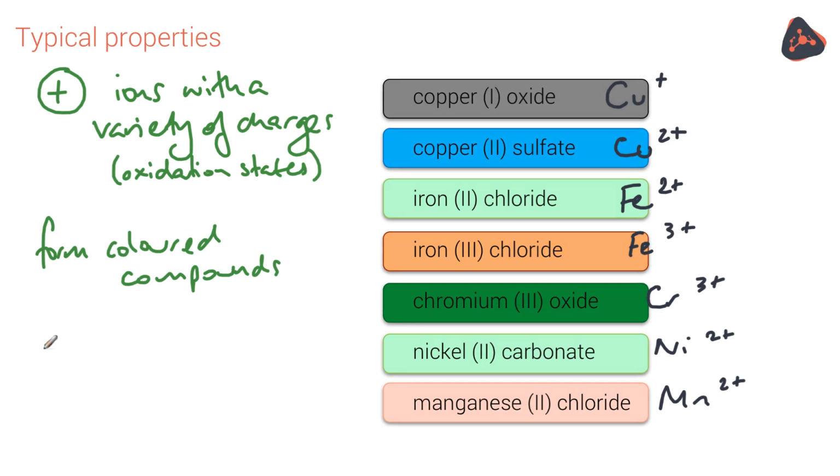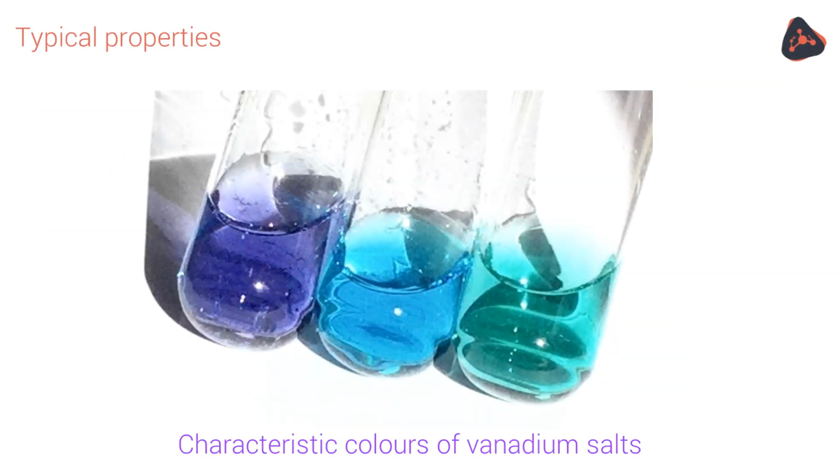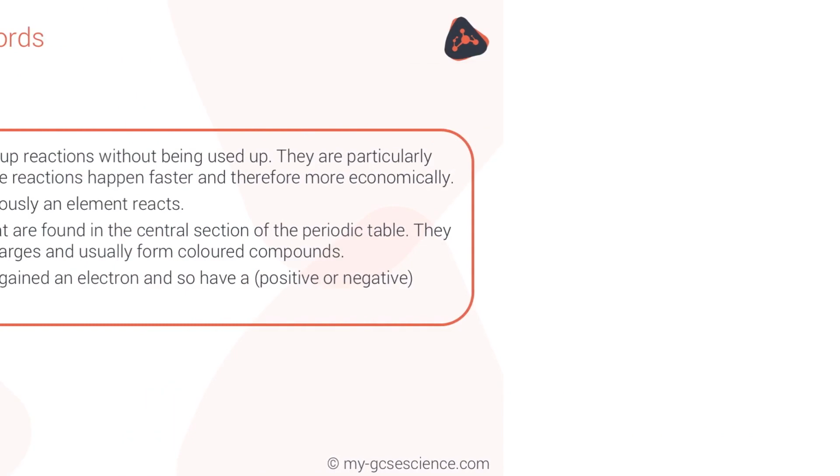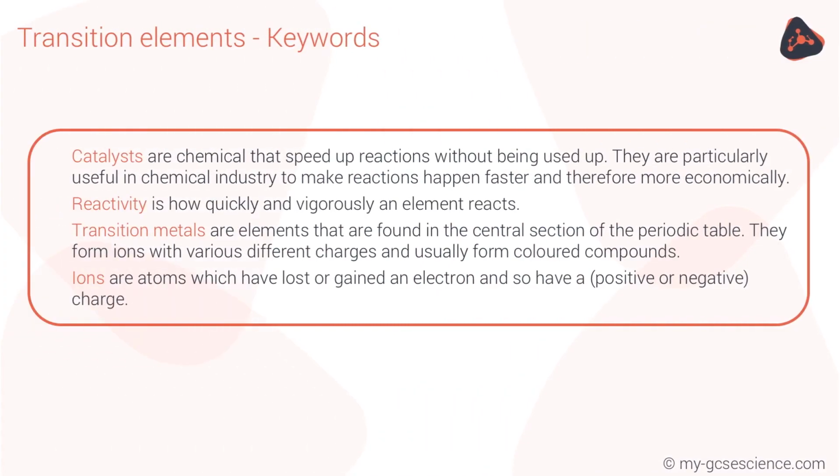The other interesting thing to note about transition metals is that they're useful as catalysts. We haven't talked about catalysts yet in the course, but you'll see them in more detail in the rates topic. In case you find these colours hard to imagine, here are some test tubes that show some characteristic colours of vanadium salts.